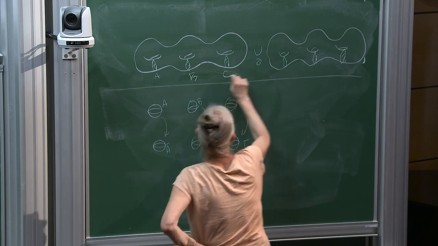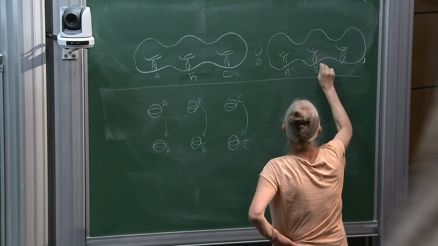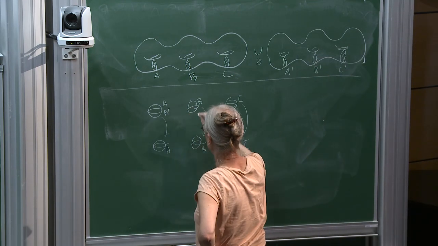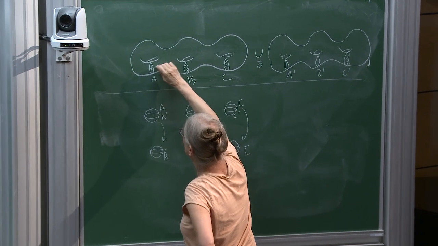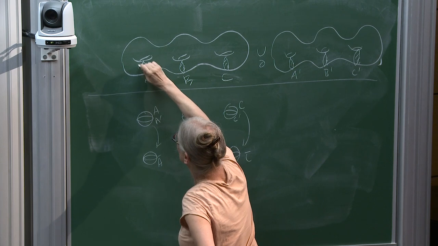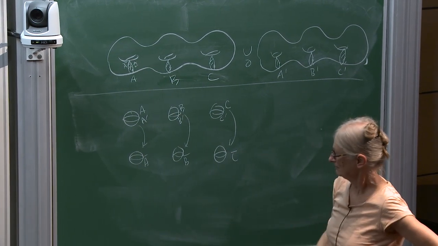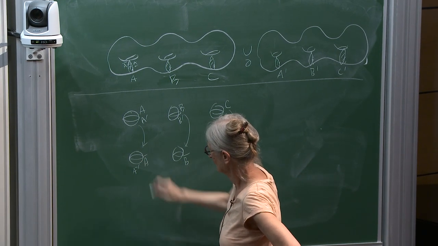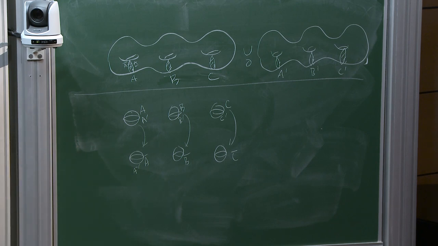A, B, C, A prime, B prime, C prime. This is A union A prime, B union B prime, C union C prime. So this is kind of A, that's the front of A, and that's the back of A. Okay, I'll just call them A, B, and C. Okay, so that's the model.